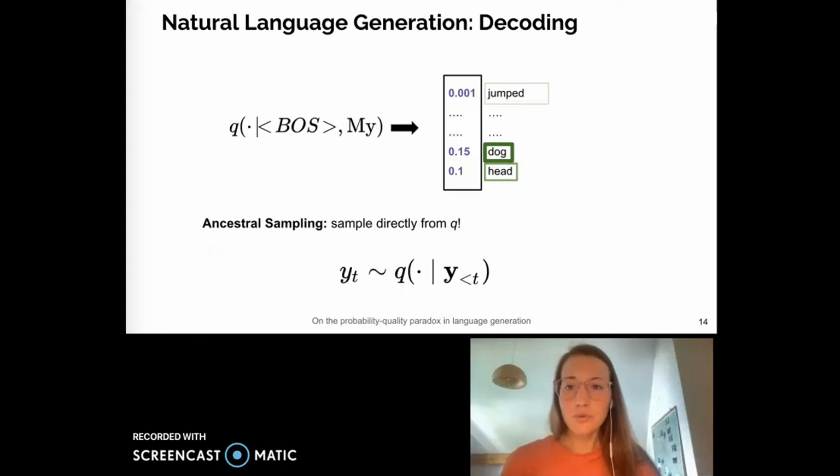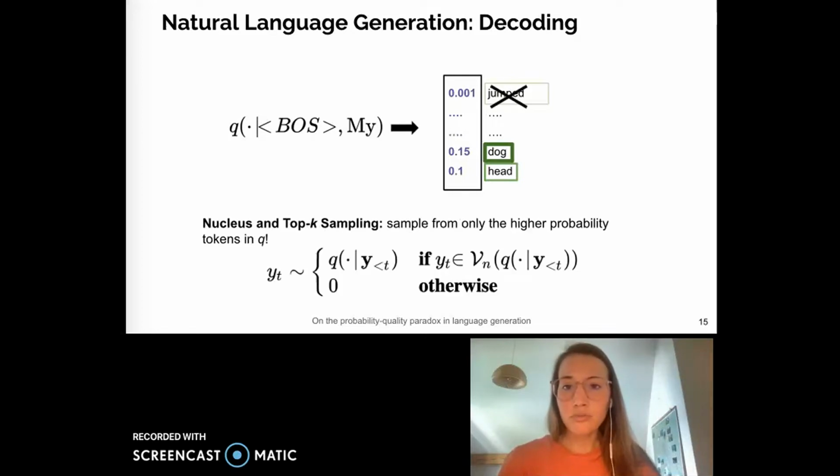Now, a totally different approach would be to sample from our conditional probability distribution. Of course, this means that we will occasionally sample some very low probability words, which may lead to strange text. To avoid this case, we can also truncate the sampling distribution. So instead of sampling from the full set of all possible words, we limit this pool to only the most probable words.